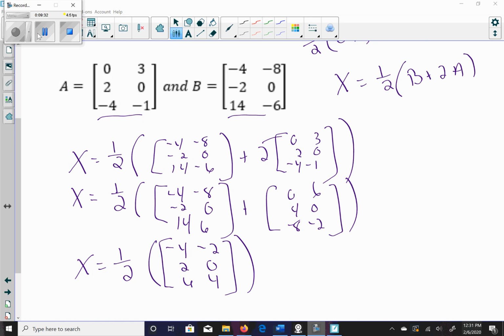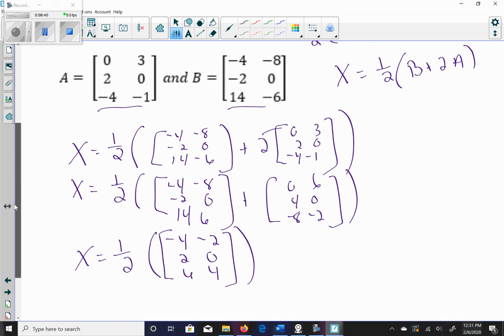Okay, so I added those two matrices together. I added -4 plus 0, got -4. -8 plus 6, got -2, so on and so forth. So I end up with the matrix.